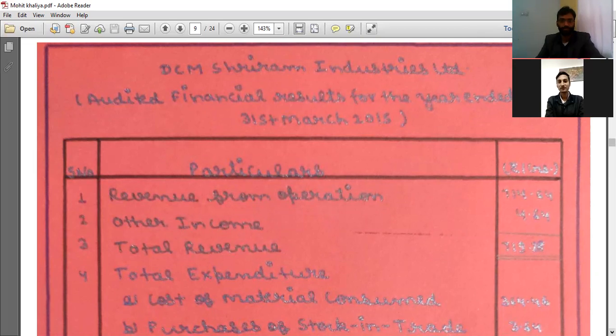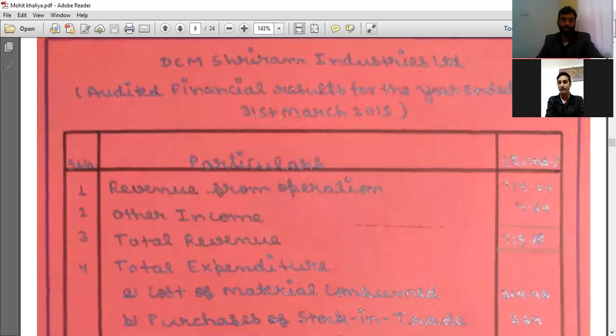right? Yes, sir. Now here you have attached the audited financial results for the year ended 31st March 2015 of DCM Shriram Industries Limited. Though you have written all the information by hand, I would suggest that you attach the print format. Whatever financial statements you have taken, you have to attach them in printed form. The original audited sheet that you have should be attached in it.